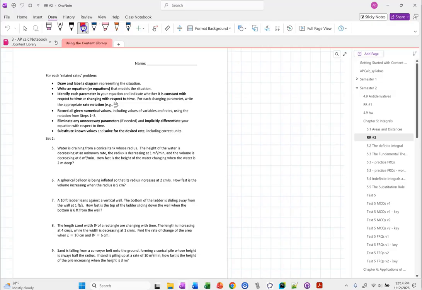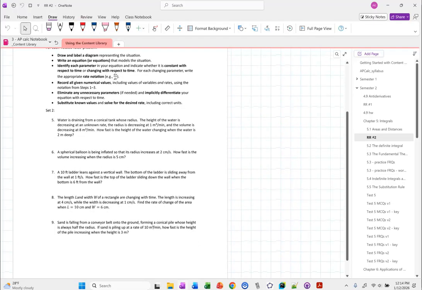Water is draining from a conical tank. The height of the water is decreasing at an unknown rate. The radius is decreasing at 1 meter per minute. The volume is decreasing by 8 pi cubic meters per minute. How fast is the height of the water changing when the water is 2 meters deep and the radius is 3?